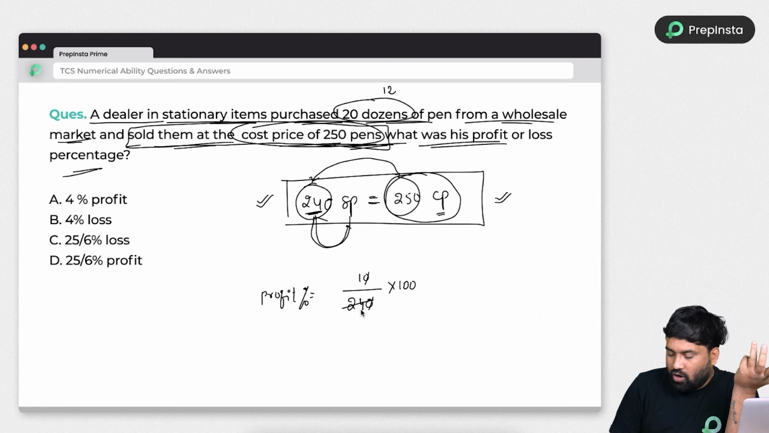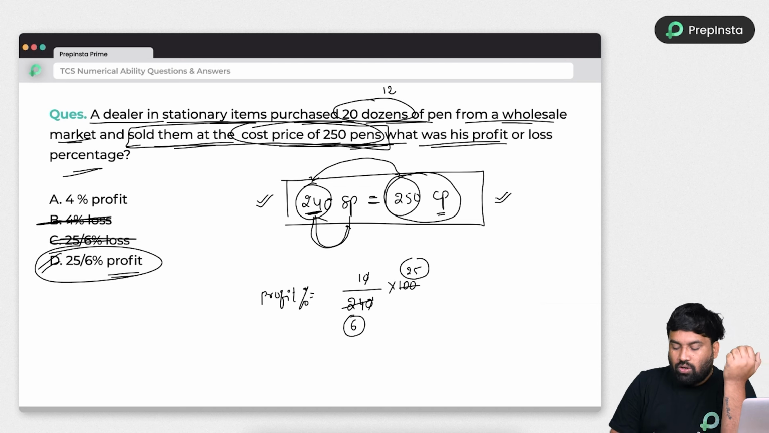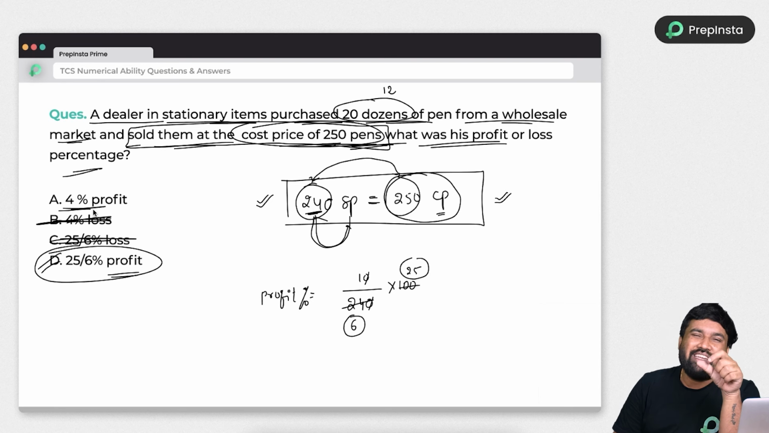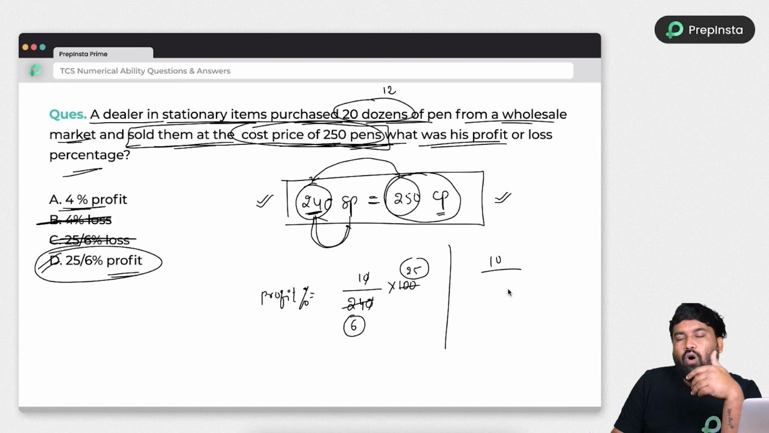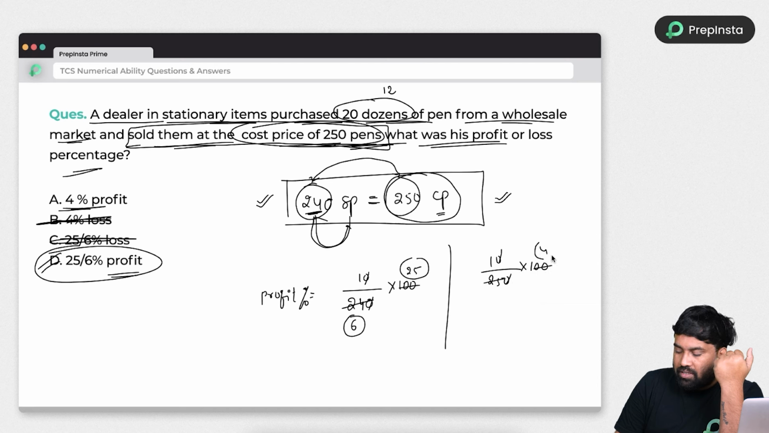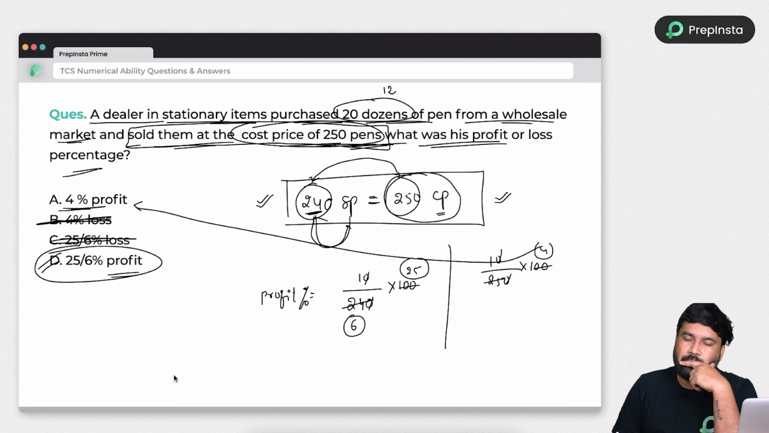And 4 will cancel this 6 times and 4 will cancel this 25 times. So 25 by 6 profit. So I can cancel the losses. So why is 4% given? You know why? Because people intentionally make some mistakes. For example, some people who overlook or forgot the formula, will do 10 by 250 into 100, which is nothing but, zeros cancel, 25 will cancel this 4 times. So 4% profit is also given.